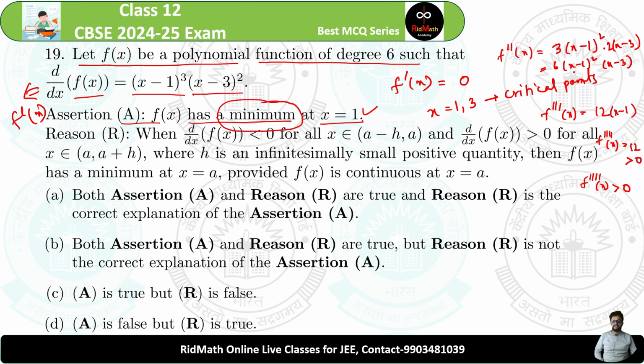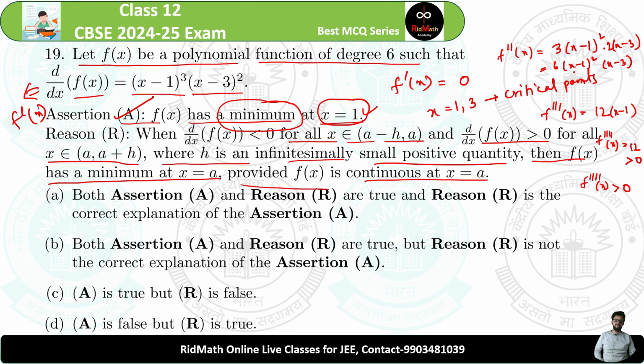So this option is correct, the assertion is correct, because it is obtaining a minimum at x equal to 1. Now the reason: when d/dx of f(x) is less than 0 for all x belongs to a minus h comma a, and d/dx of f(x) is greater than 0 for all x belongs to a comma a plus h, where h is an infinitesimally small positive quantity, then f(x) has a minimum at x equal to a, provided f(x) is continuous at x equal to a.